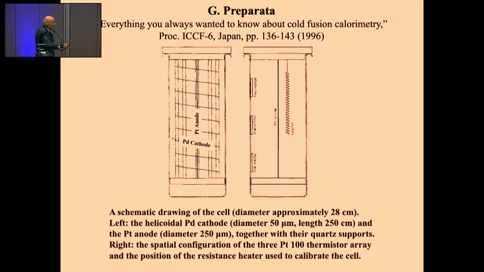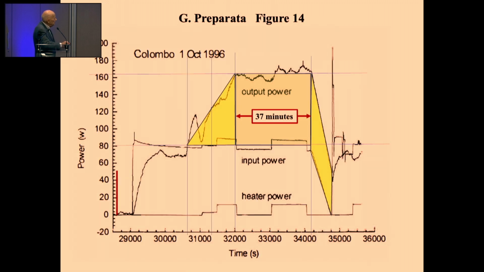The Preparata experiment, reported in 1996, used a 2.5 meter long palladium wire, a quarter of a millimeter in diameter, in a very large, 28 centimeter size cell. The important thing here is that he and his colleagues achieved power densities, watts per cubic centimeter of the palladium, that were comparable to the power densities available from fission fuel rods in a wet experiment. A very noteworthy experiment.